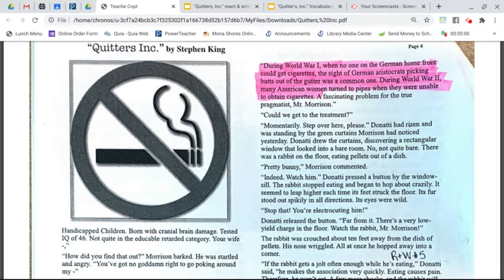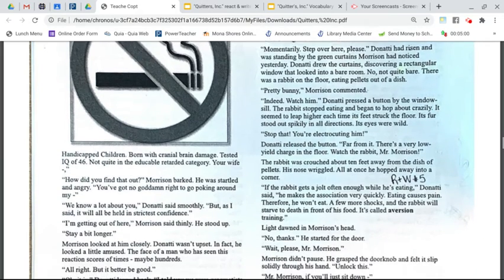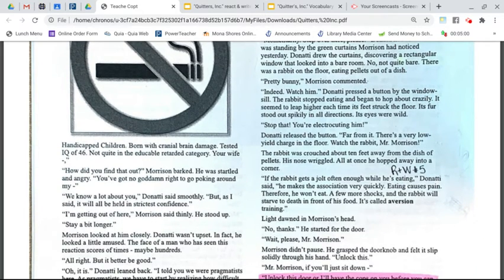Donati released the button. Far from it. There's a very low yield charge in the floor. Watch the rabbit, Mr. Morrison. The rabbit was crouched about 10 feet away from the dish of pellets. His nose wriggled. All at once, he hopped away into the corner.